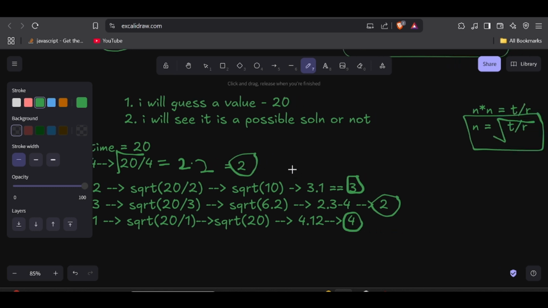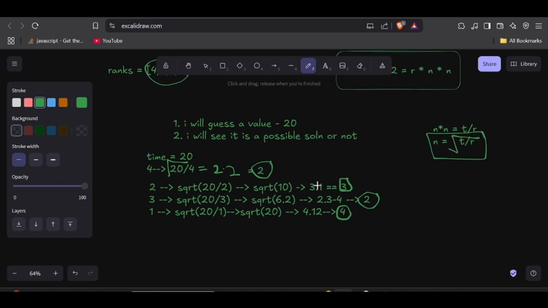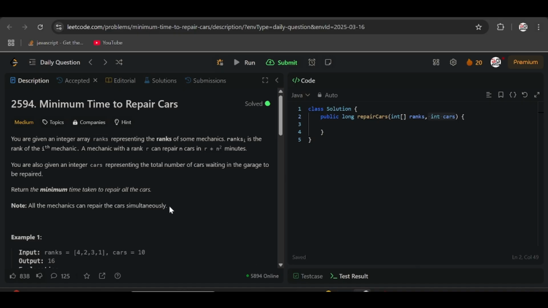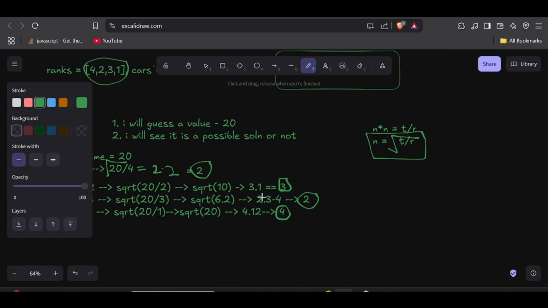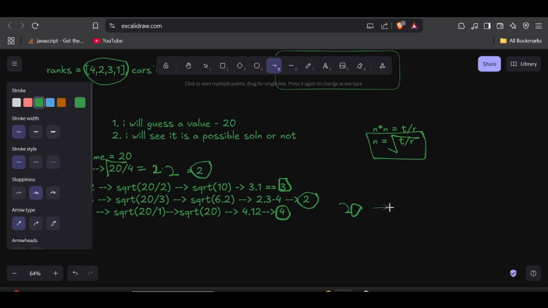If I take the sum of all this, why take the sum? Because it was mentioned that all can repair the cars simultaneously. It means all those 4 mechanics can work simultaneously, and after 20 minutes, how many total cars will they be repairing? That will be equal to the sum of all those cars which they have repaired in 20 minutes.